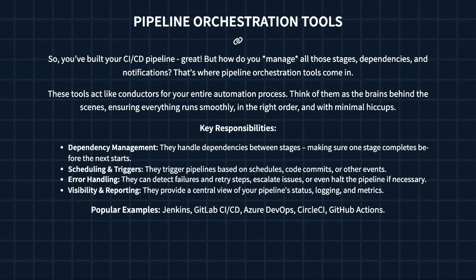Okay, so you've got your pipelines set up, that's awesome. But managing them can get complex. That's where orchestration tools step in. They're basically the brains of the operation, making sure everything runs smoothly and in the correct sequence. They handle things like dependencies between stages, scheduling triggers, and even deal with errors if something goes wrong. Think of it as a conductor leading an orchestra, ensuring all the instruments play together harmoniously. We've got some popular examples like Jenkins, GitLab CI/CD, Azure DevOps, CircleCI, and GitHub Actions.